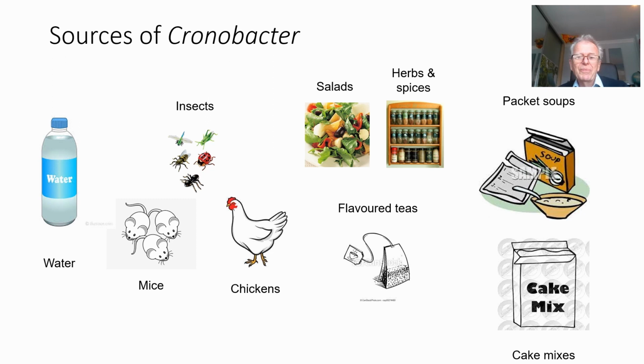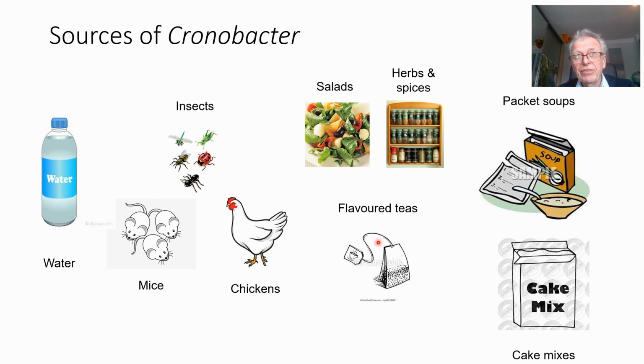Now, where can we find Cronobacter? Well, this slide summarizes some of the diverse places where Cronobacter can be found. It can be found in water, and we're going to come back to that source on the next slide. We can find it in animals such as mice and chickens. We find it in insects. We find it a lot in vegetable matter, salads, herbs and spices.